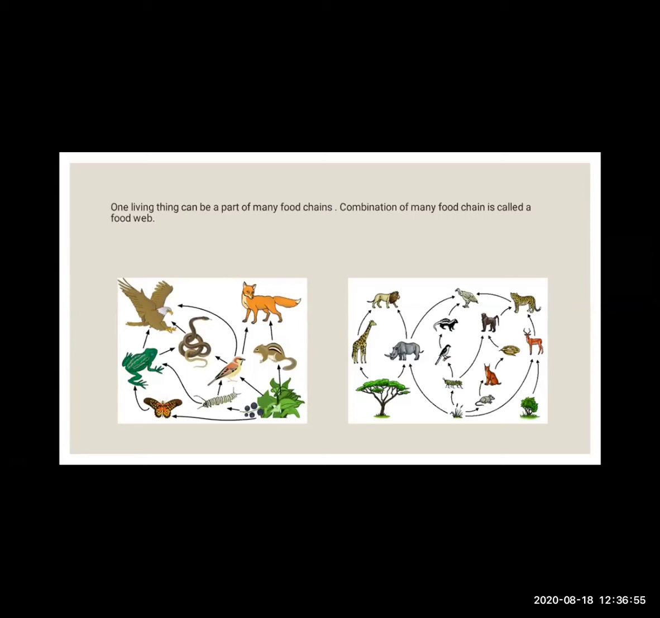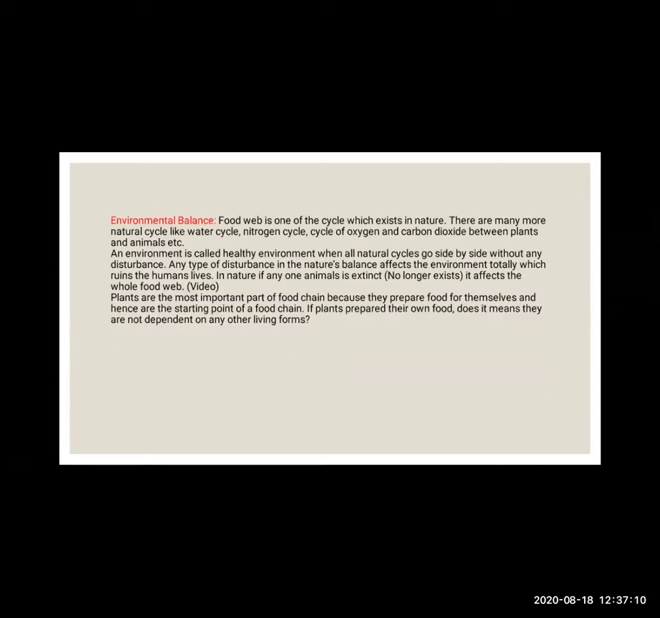Okay, environmental balance. This is what we call environmental balance. Food web. Okay, this is what we call a food web. Food web is one of the cycles which exists in nature. There are many more natural cycles like water cycle, nitrogen cycle, cycle of oxygen and carbon dioxide between plants and animals, etc. An environment is called healthy environment.